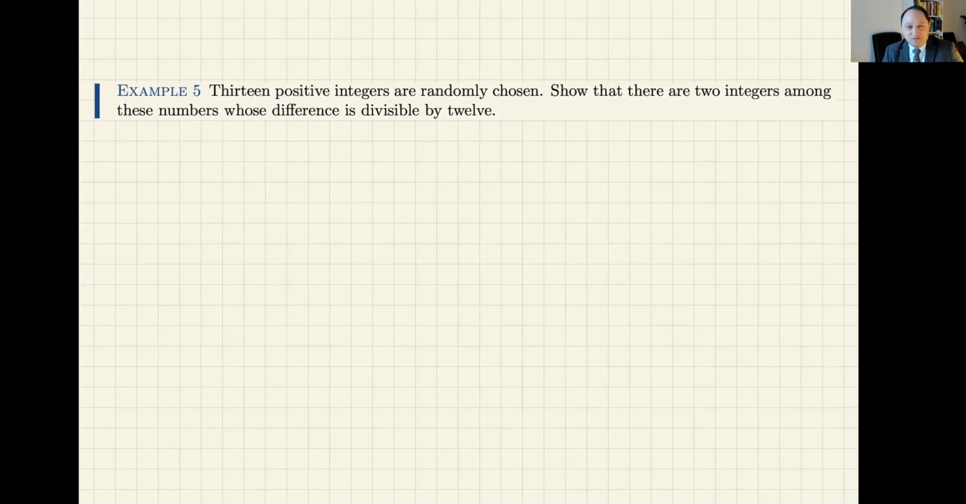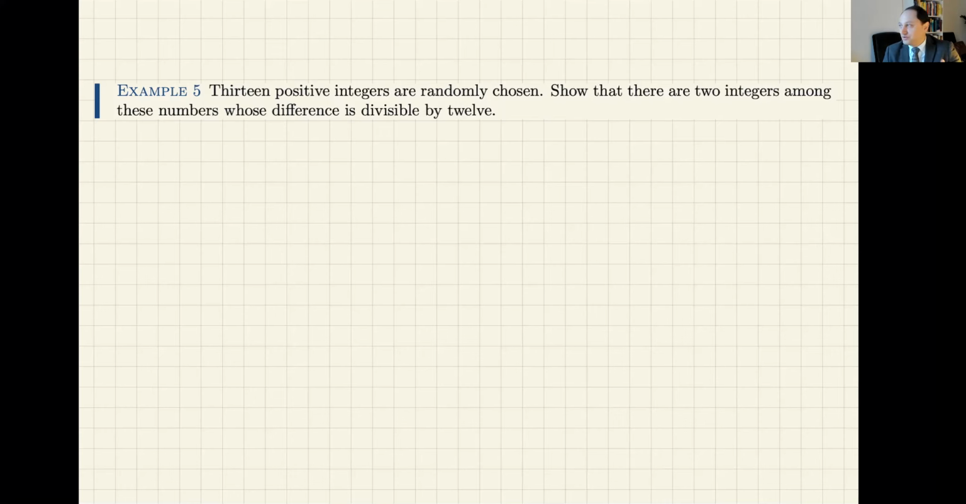I want you to understand this is a very big claim. It seems that I have a lot of degrees of freedom. In principle, I have infinitely many degrees of freedom, because I have an infinitely big set in front of me, the set of natural numbers, and I want to choose 13 positive integers from this infinitely big list. But still, I can guarantee that in my list of 13 positive integers, there are at least 2 numbers, so that the difference is divisible by 12.